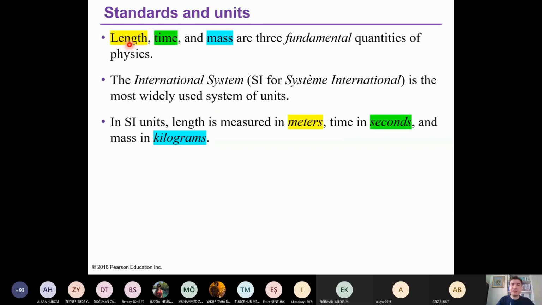So length, time, and mass. What is the standard length? What is the standard time? What is the standard mass? So what is 1 meter? What is 1 second? Who defined them? So this is very important question.